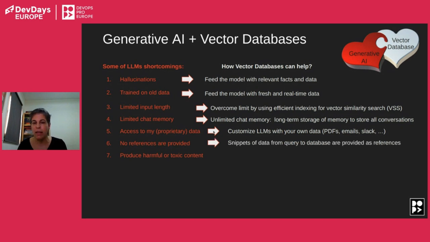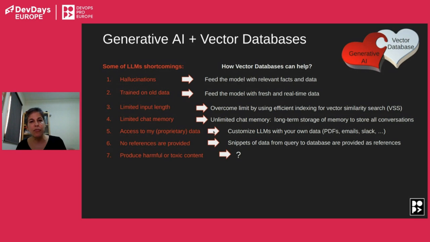No references are provided? No problem. The snippets, the most relevant chunks of data that you find in the vector similarity search, let's say the five most relevant, these are the sources, because this is what you fed to the LLM. Based on that, the LLM or ChatGPT made the response. So these are the sources, and you can give those sources together with data like the page number, the article name, etc. Produce harmful or toxic content?